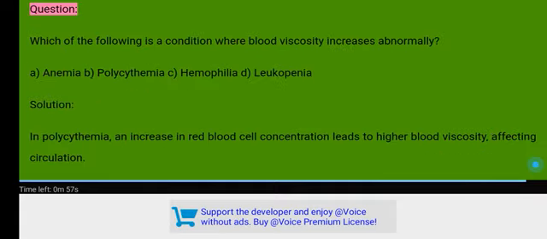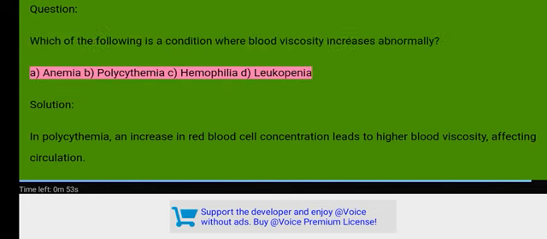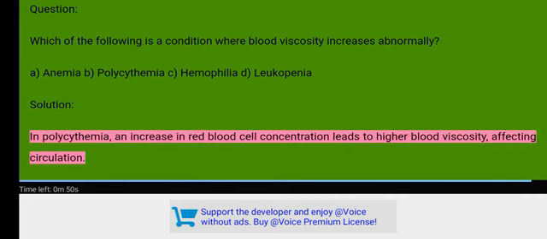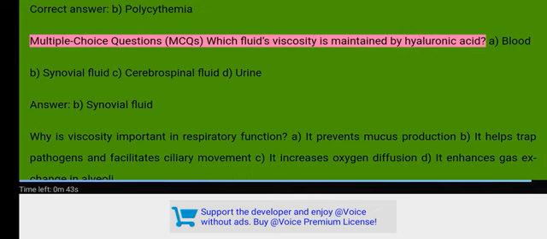Solved previous year question. Question. Which of the following is a condition where blood viscosity increases abnormally? A. Anemia. B. Polycythemia. C. Hemophilia. D. Leukopenia. Solution. In polycythemia, an increase in red blood cell concentration leads to higher blood viscosity, affecting circulation. Correct answer, B. Polycythemia.